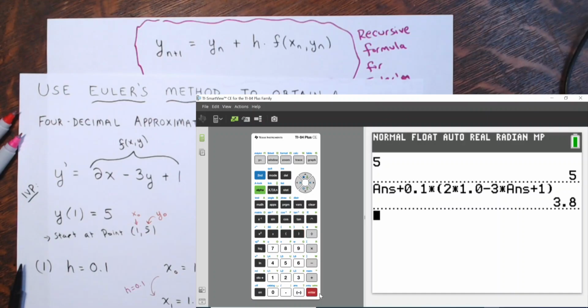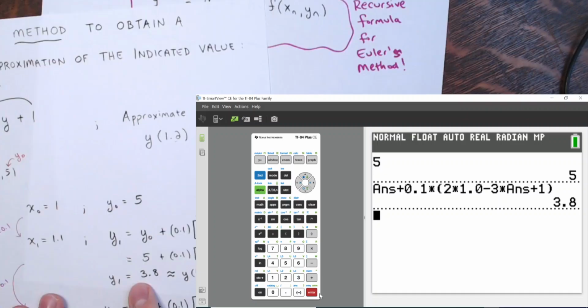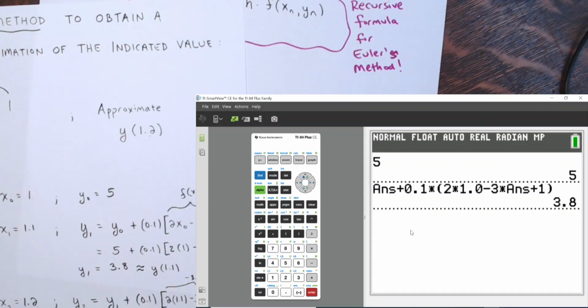Remember how that was my y sub 1? So I'll drag my paper over here. All right, remember how I'm on the bottom here. You see remember how that was my y sub 1, 3.8? This approximated the value of the solution at 1.1. Right? And then to have this just re-enter, I'm going to hit the second button, and above the enter button it says entry. It enters the previous expression, but now when you see ANS, it means 3.8 instead of 5. Right? So that's what's going on.